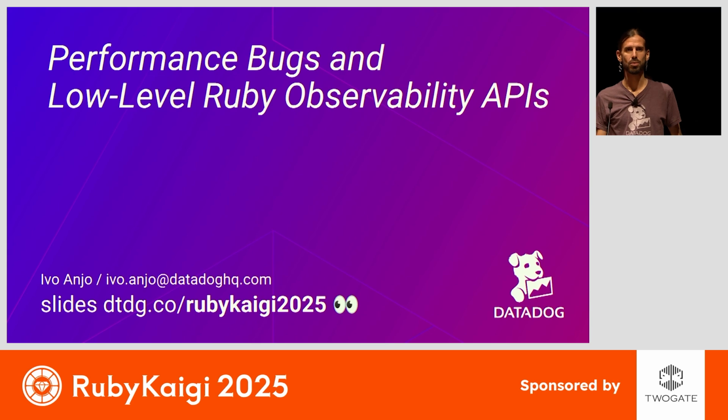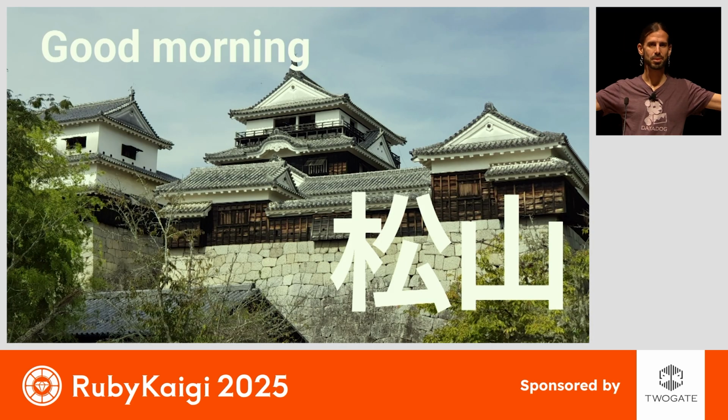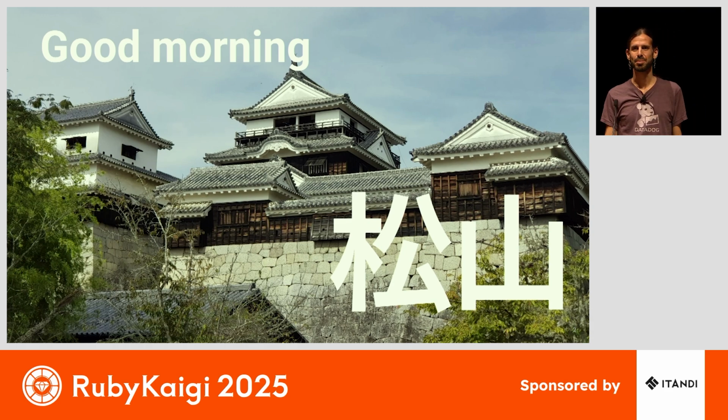Okay, let's get started. So welcome to performance bugs and low-level Ruby observability APIs. And I would like to start with, good morning, Matsuyama. It's super exciting, and I feel super honored to be here to open the second day of RubyKaigi. Still so many talks to go, so let's get started.